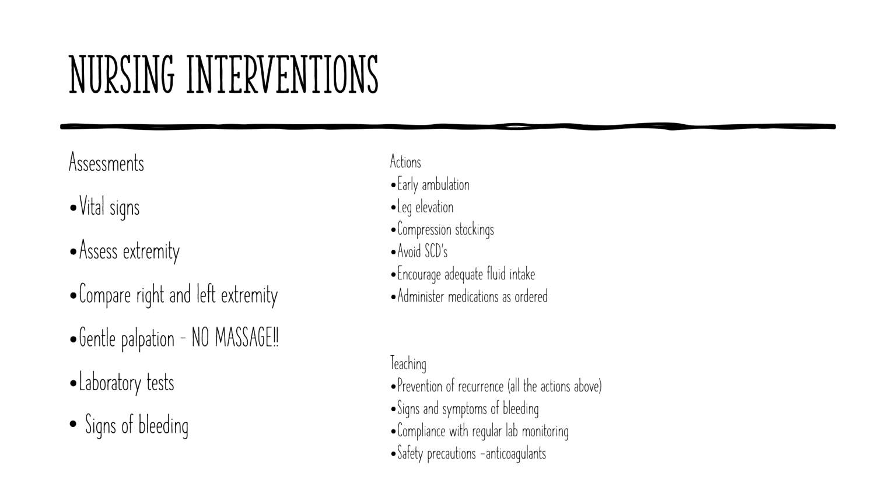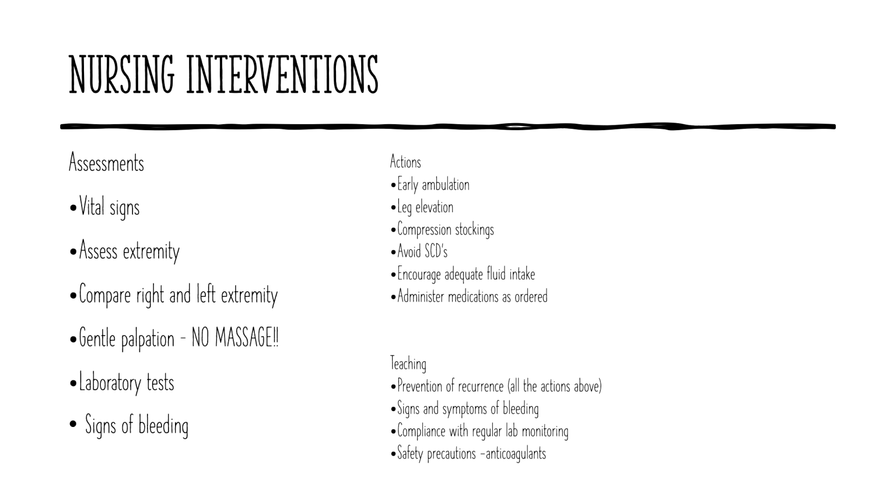We talked about the lab tests, and then watching for any signs of bleeding if they're going to be on any heparin, low molecular weight heparin, the warfarin, anti-Xa medications. And then early ambulation is going to be important. Elevate their legs, wear compression stockings, but avoid SCDs on the limb that has the DVT in it. Encourage adequate fluid intake. Dehydration also does increase your risk of DVTs. And then administer medications as ordered.